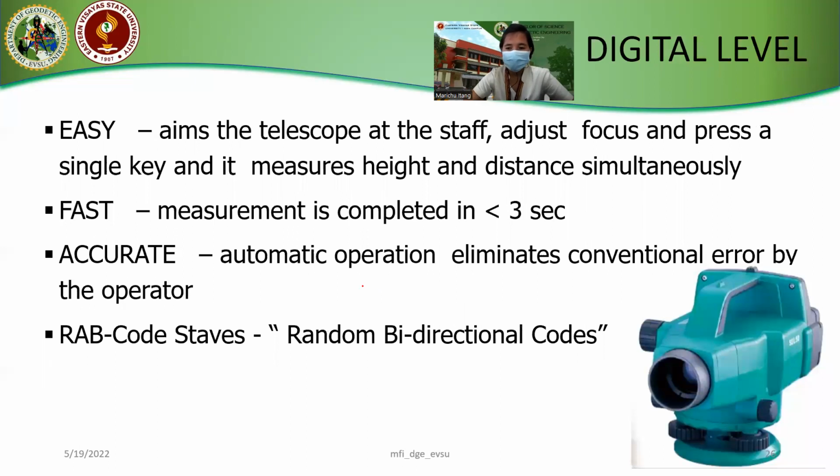We have another, which is the digital level. So you no longer read the target yourself. Since this one is digital, it can record the elevation that you get. It aims a telescope at the staff. It is easier to use, and the automated operation eliminates conventional error by the operator. You no longer need to focus the telescope, because it directly records and gets the elevation.